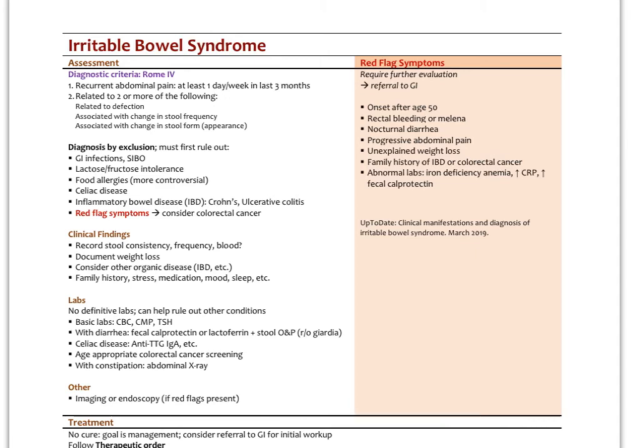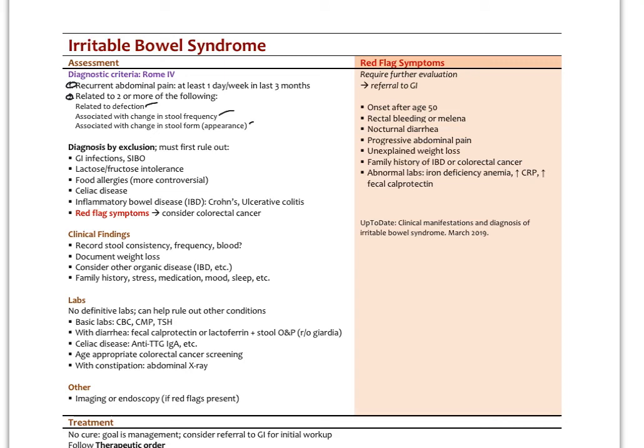So in terms of assessment for IBS, again, our Rome 4 diagnostic criteria are really going to be, number one, you're going to have recurrent abdominal pain at least 1 day a week in the last 3 months. Number two, it's related to 2 or more of the following: defecation, a change in stool frequency, or a change in the stool form or appearance. So those are the diagnostic criteria. Both 1 and 2 have to be in place to make a diagnosis of IBS. And then based on the stool type, further into IBS-D, C, etc.